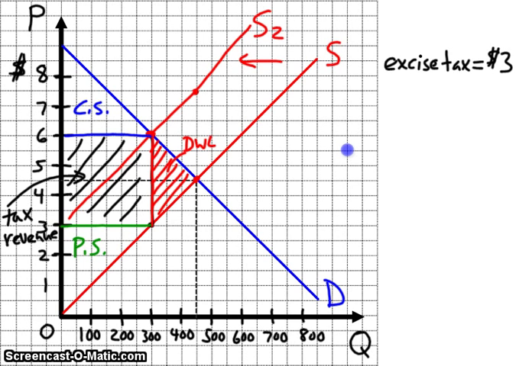Okay, so it's the amount of the tax, which is $3, the difference between the supply and demand price, times the quantity of units here, which is 300. So if we multiplied $3 times 300 units, it would be equal to $900.